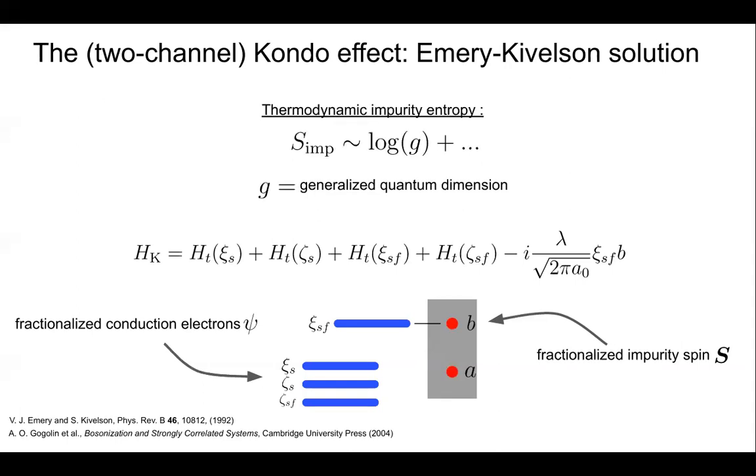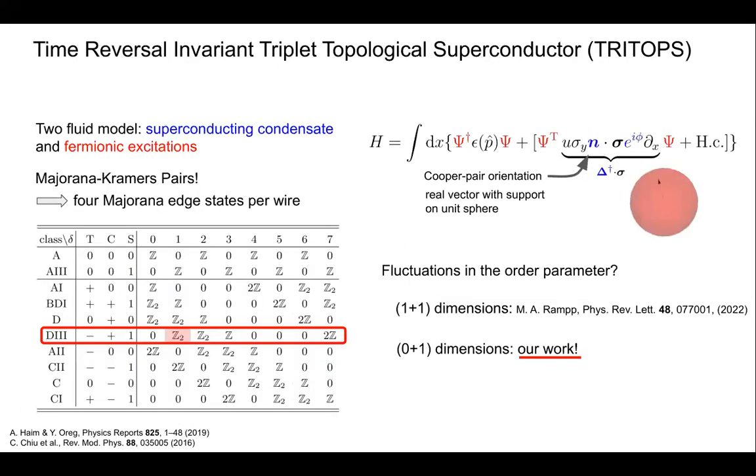Therefore, let's talk about the impurity entropy. This goes like the log of g, where of course we know from statistical mechanics that the entropy is something like the logarithm of the number of microstates. So we can understand this as the dimension of our ground state manifold. But funnily enough, this can take non-integer values. So we have a generalized quantum dimension. And for one Majorana fermion, g is the square root of 2. Okay, perfect. Since we now understand the Kondo problem, let's come to our system, what we're looking at.